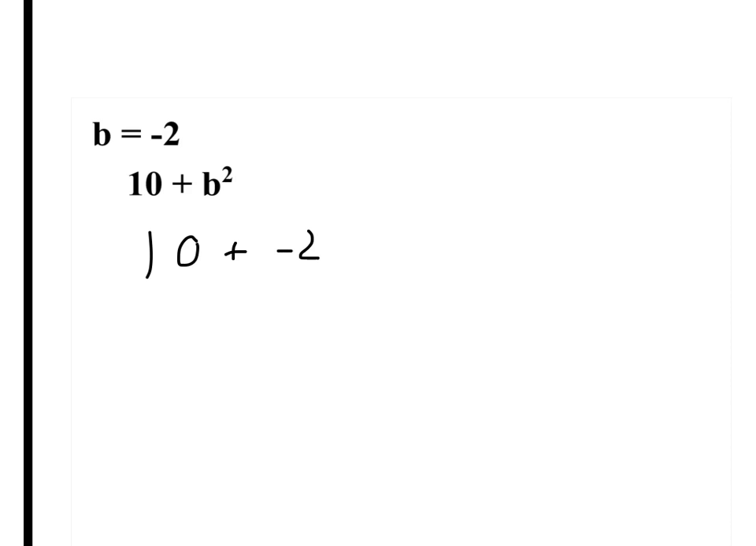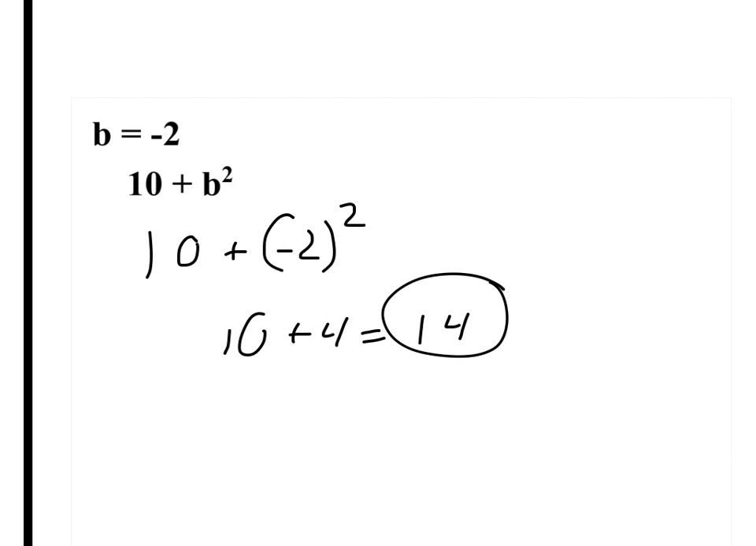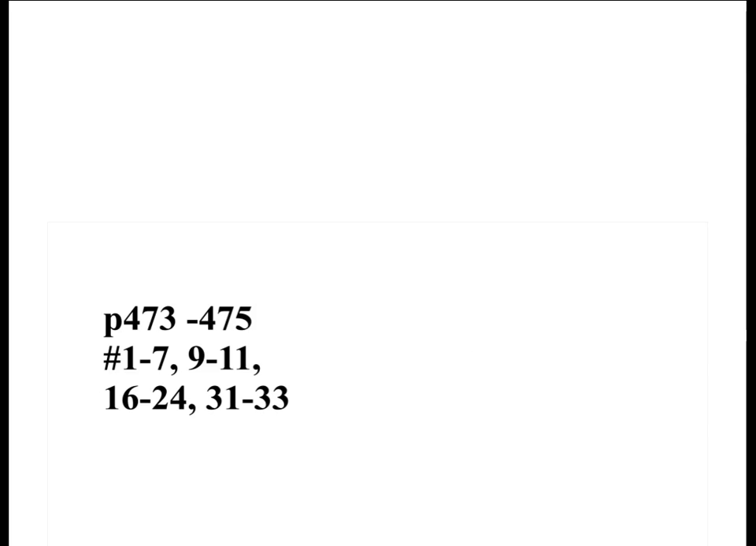10 plus b squared. b is negative 2, so it's included in the parentheses. Negative 2 times negative 2 is 4. 10 plus 4 is 14. Any questions? Here's your assignment for today.